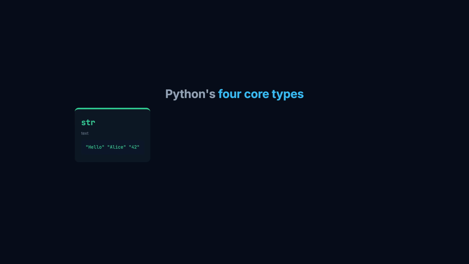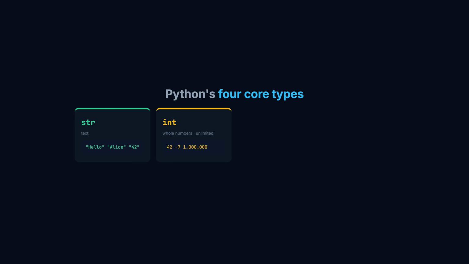Second, int, short for integer, a whole number. No decimal point. 42, -7, a million. And here is a nice touch Python gives you. You can write a million as 1_000_000 with underscores as visual separators. Python ignores the underscores. They are just for your eyes.